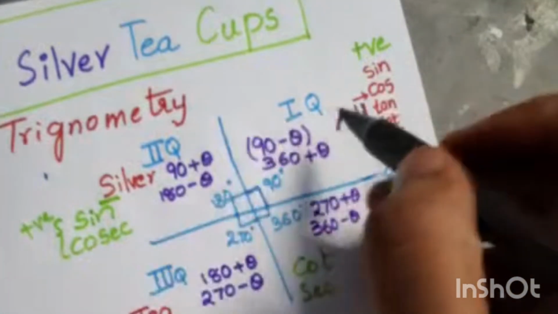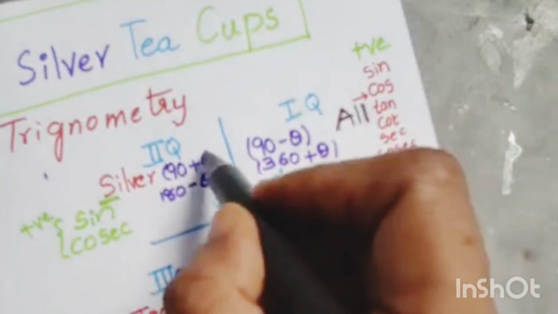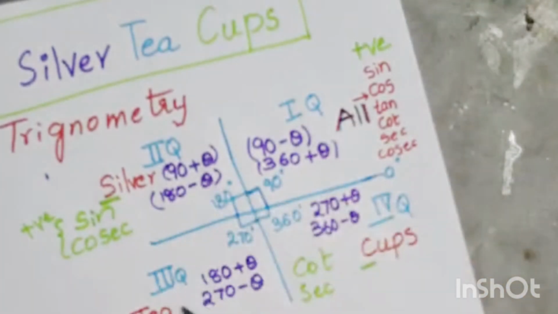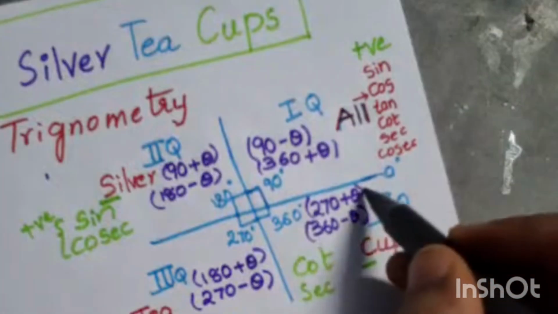In the first quadrant we get 90 minus theta and 360 plus theta. Now 90 plus theta and 180 minus theta in the second. In the third quadrant, 180 plus theta and 270 minus theta. And in the fourth, these both.